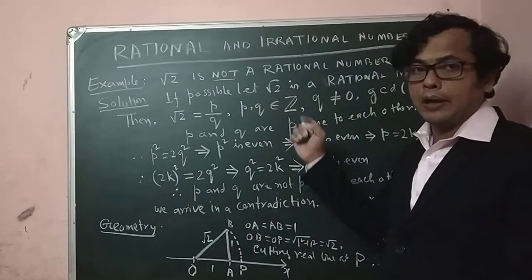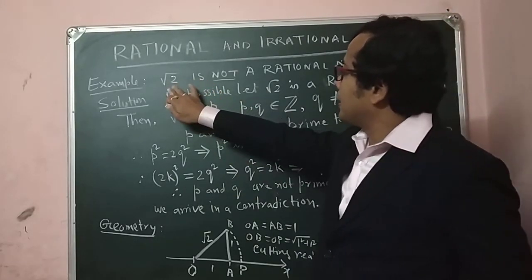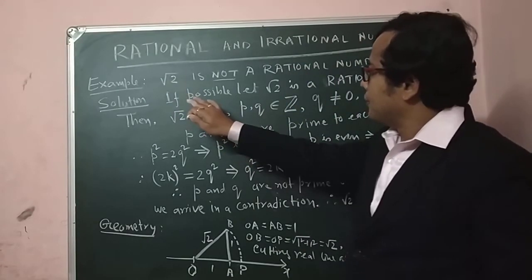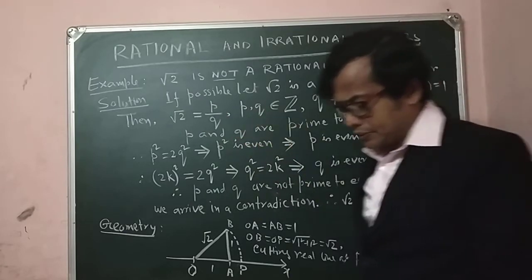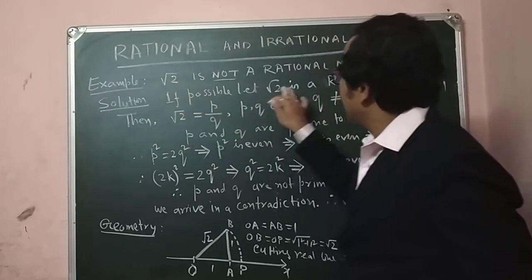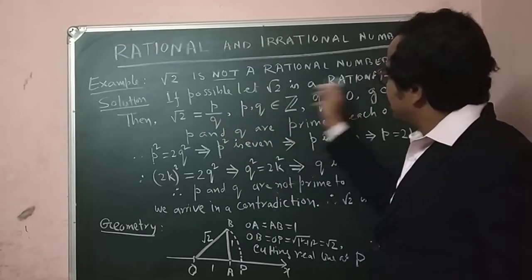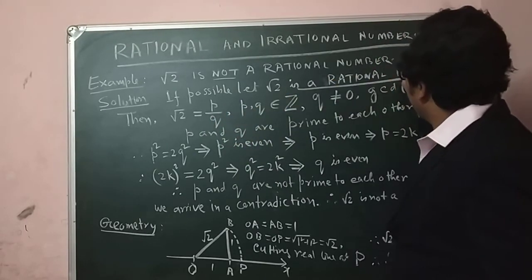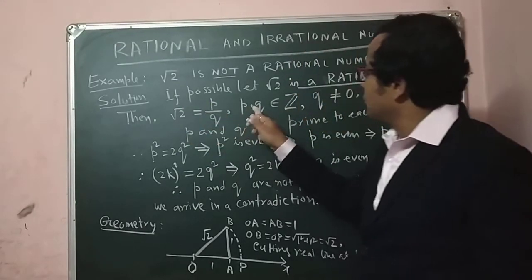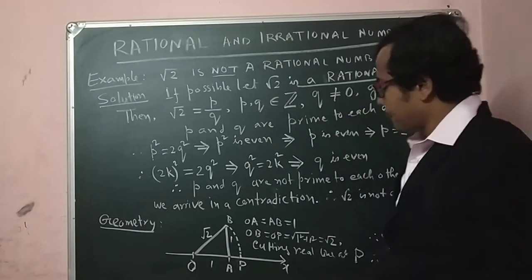We will demonstrate an example. We first prove that the number root 2 is not a rational number. How can we prove this? We will prove this by the method of contradiction. Suppose we consider that root 2 is a rational number. Since it is a rational number, it can be expressed in the form root 2 equals p by q, where p, q belong to Z, the set of all integers, and q is not equal to 0.